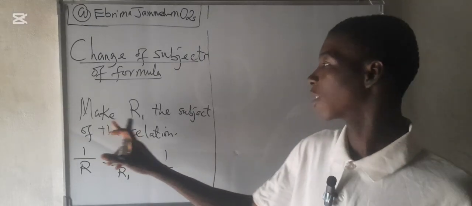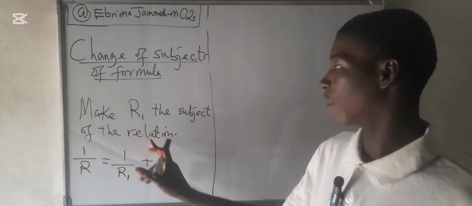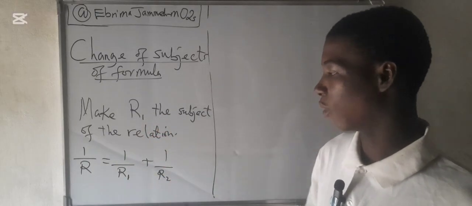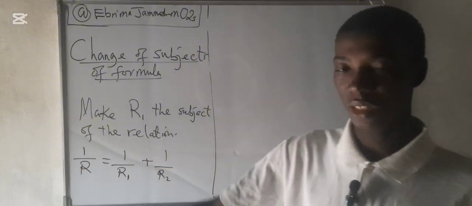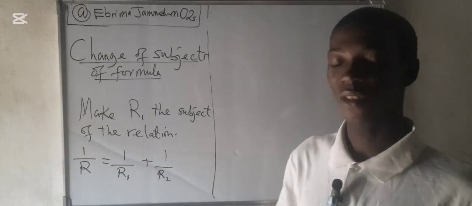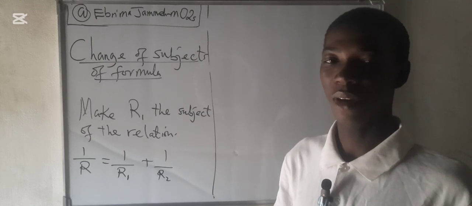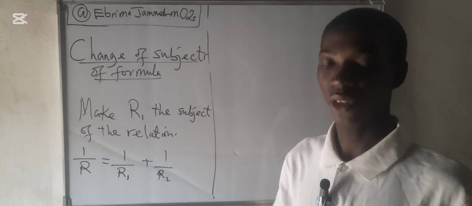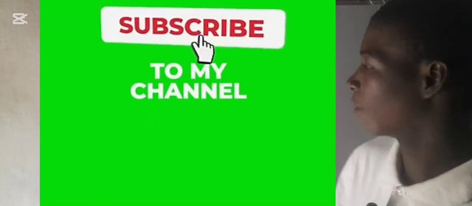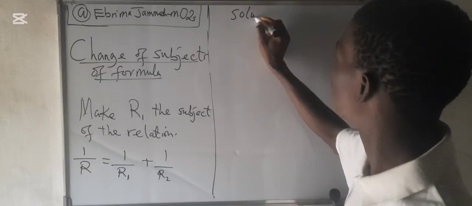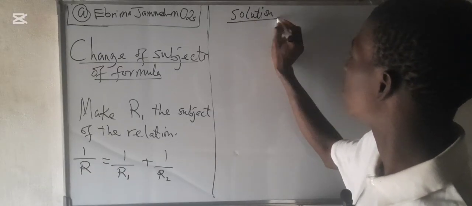So here we are asked to make R1 the subject of the relation 1 over R is equal to 1 over R1 plus 1 over R2. Of course, this is the formula for finding the total resistance of a circuit when the resistors are in parallel. So we are asked to make R1 the subject. Now, to make R1 the subject here, let's have a solution to it.